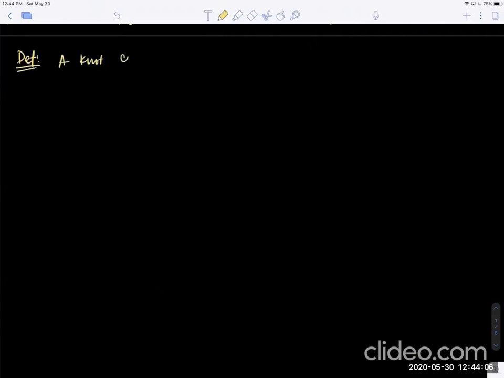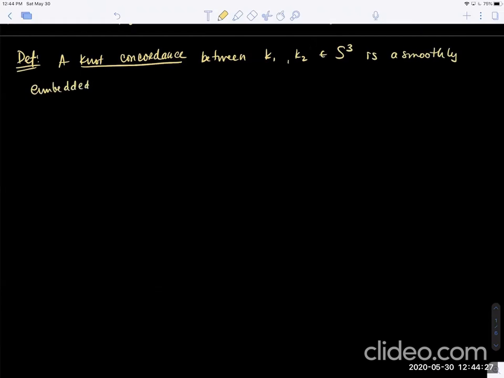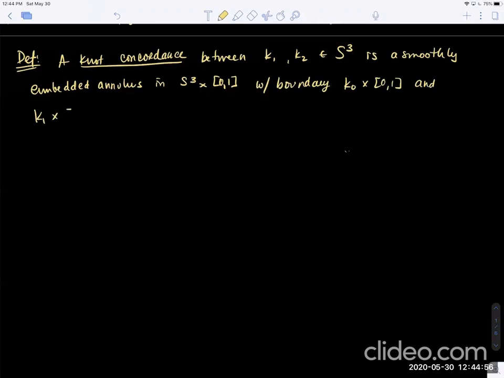So a knot concordance between two knots, K0 and K1, viewed as living in S3, is a smoothly embedded annulus in S3 cross [0,1], whose boundary is given by K0 cross {0} and K1 cross {1}. So it starts at one knot and ends at the other.